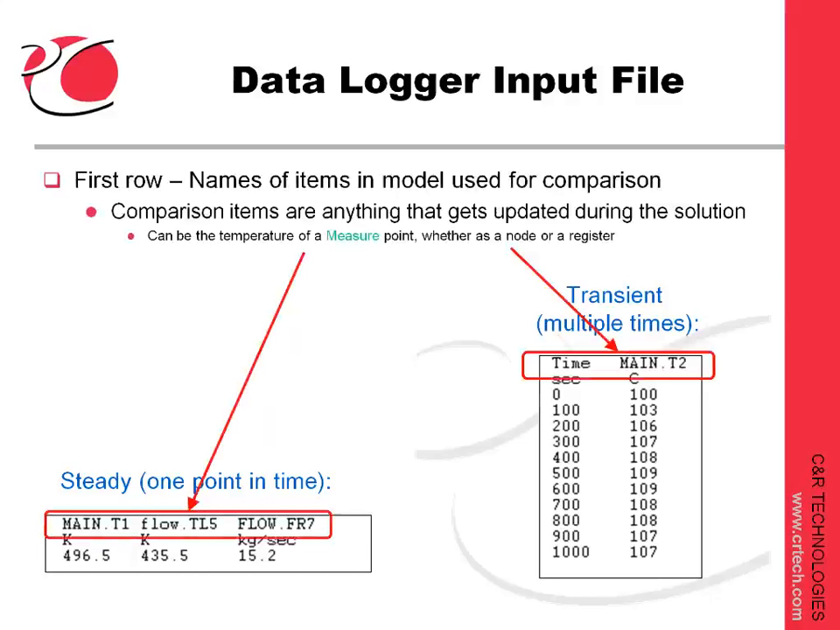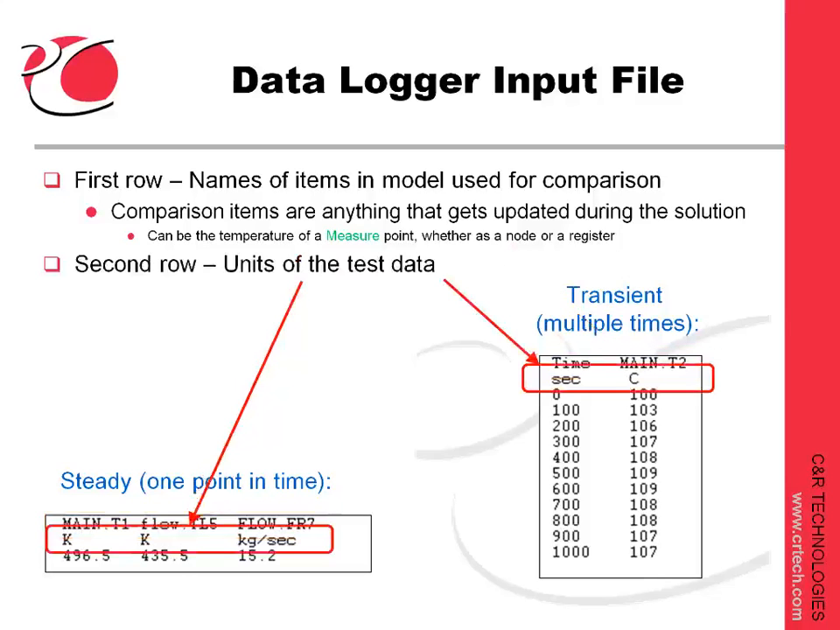The first row of the file identifies what parameters will be searched in the model results when generating a comparison. These parameters can be any SINDA processor variable that gets updated during a solution, like the one shown here, or it can be a register. Of course, the temperatures of a TD measure object can be listed here either as a node temperature or as a register. The second row contains the units that are used in the test data in case they differ from model units. The remaining row or rows contain the test data.